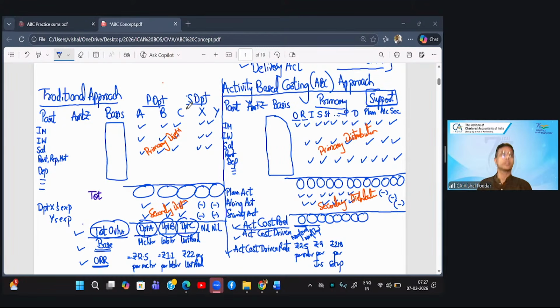Now, once you have understood, the interesting point is what we studied in the previous class was easy, but it was very time consuming because you are required to divide each expense into 5 departments, and then the service department expense between the other departments. This was easy, but it was very time consuming.